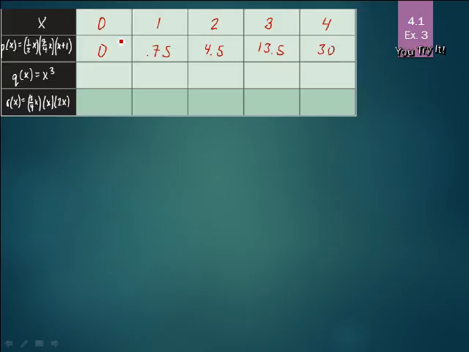And then plugging in the next one, we can do this one in our head. So 0 cubed is 0, 1 cubed is 1, 2 cubed is 8, 3 cubed is 27, and 4 cubed is 64. And then lastly, for r of x, if we plug in 0, we get 0. If we plug in 1, we get 1.5. If we plug in 2, we get 12, and then we get 40.5. And lastly, we get 96.